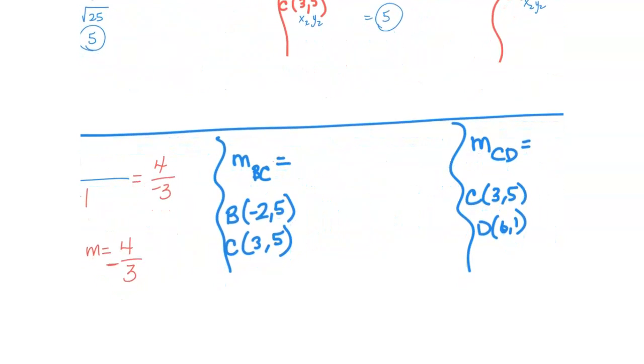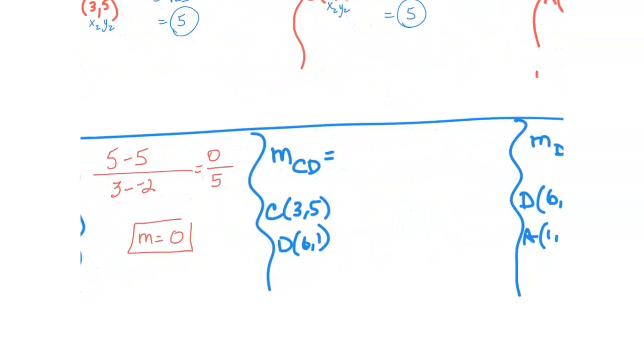For the slope of BC, once again labeling our points, x1, y1, x2, y2. We'll have 5 minus 5 over 3 minus negative 2. 5 minus 5 is 0 over 3 minus a negative 2 gives us 5. 0 divided by 5 gives us a slope of 0. So we have a 0 slope.